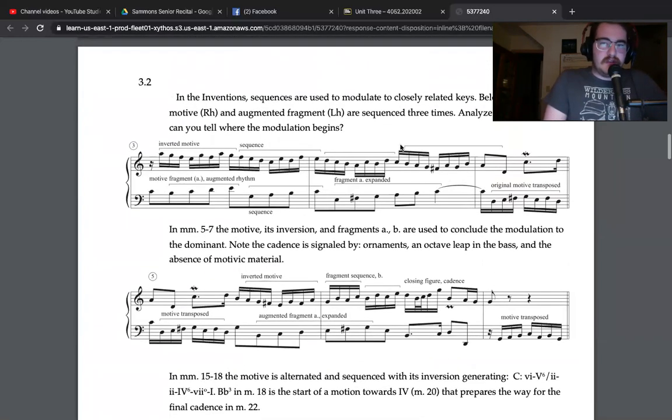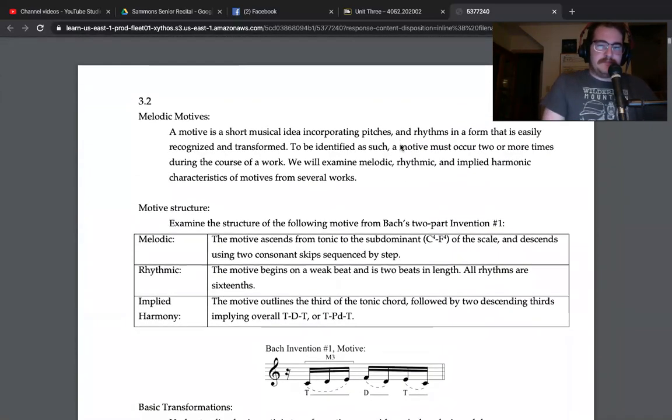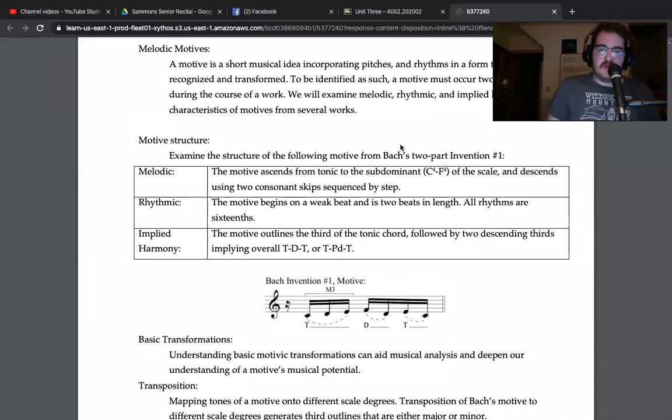So that's really it about motives. Just a recap. A motive is a short musical idea. You can transform it through several ideas: transposition, inversion, retrograde inversion, retrograde, I skipped one, sorry, fragmentation, augmentation, and diminution.